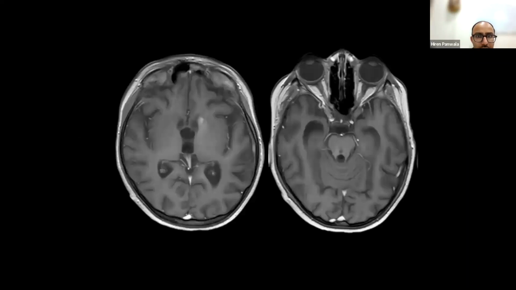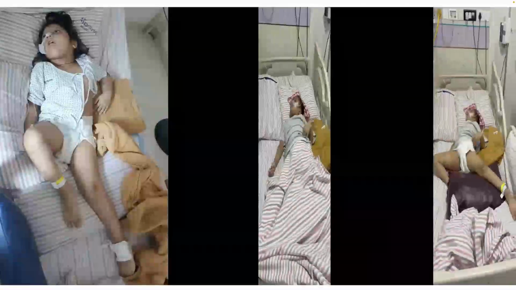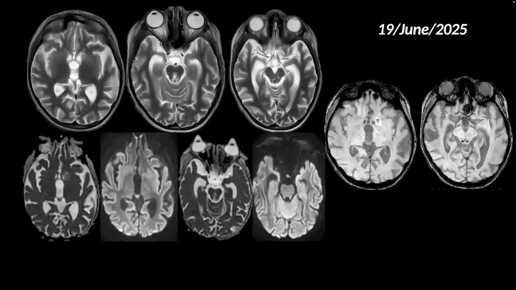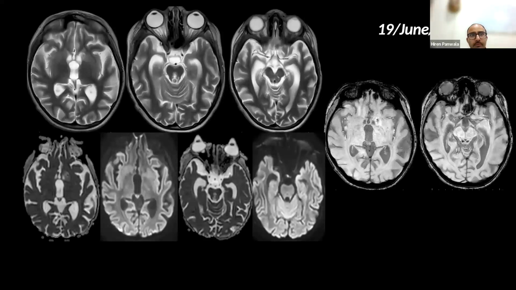Next slide. And these are the post-contrast images, in which, if you compare with the previous imaging, the enhancement has also shown reduction, and the lesions have become more necrotic, showing T1 central hypointensity. Plus we have definite, progressive cortical atrophy setting in. Yeah, correct.